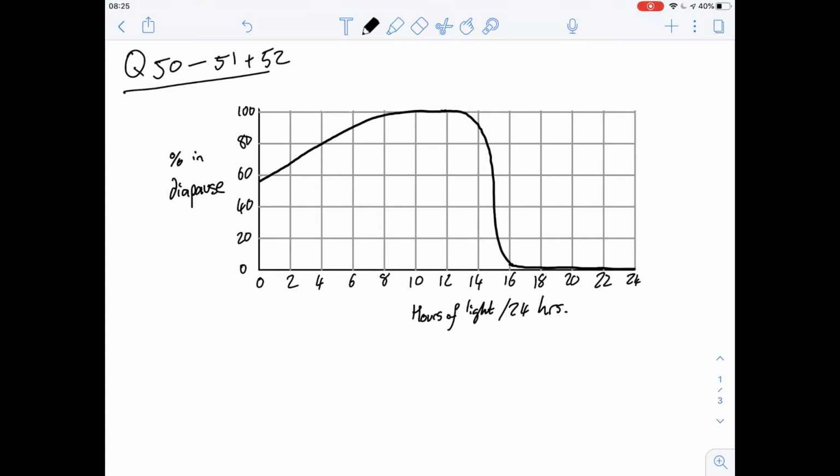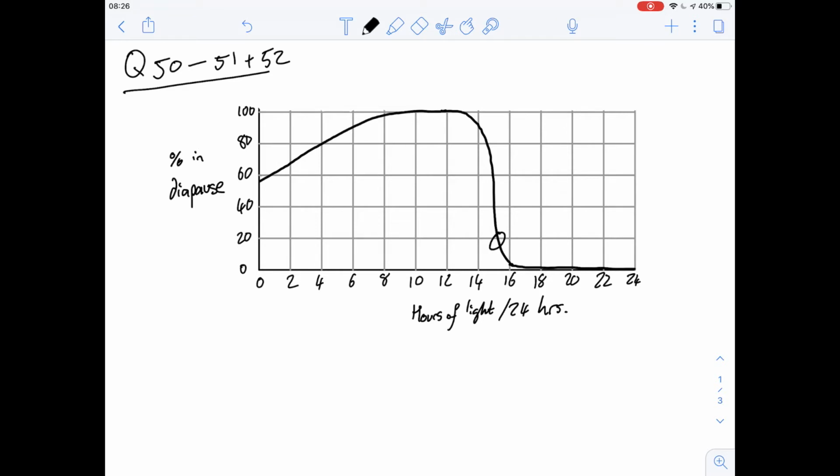And question 50 says 80% of the fly population grows and develops when the number of hours of daylight is what? So the difference between something growing and developing, well, it's obviously going to be the opposite of being in diapause. So if 80% of them are growing and developing, that means 20% of them are going to be in diapause. So we just need to have a look at where that intersects on the graph, which is right here.